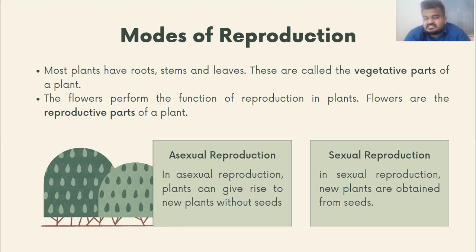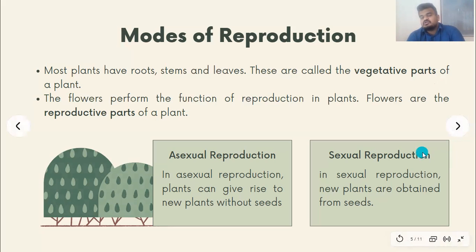So now, what is asexual reproduction and sexual reproduction? Simply, we have studied that in sexual reproduction, new plants are obtained from seeds only. Whereas in asexual reproduction, plants can give rise to new plants without seeds, without the help of seeds. So you just have to remember that sexual means seeds. Asexual means we do not need any seeds.